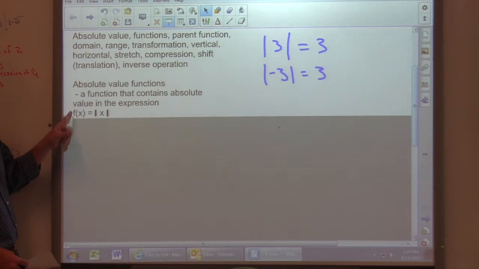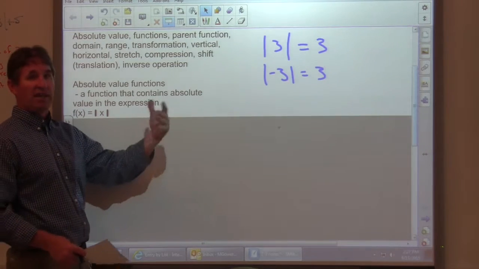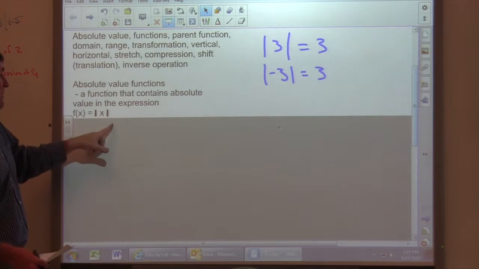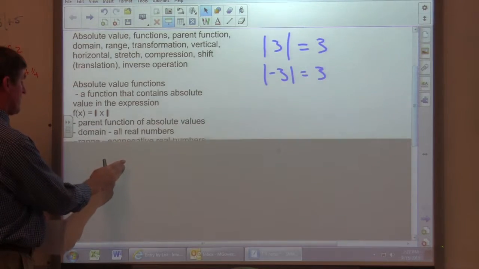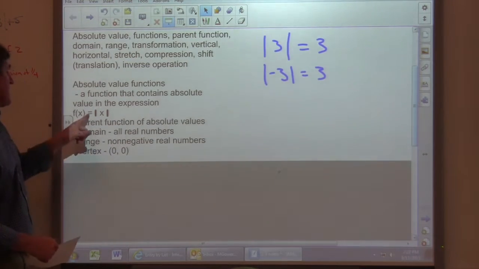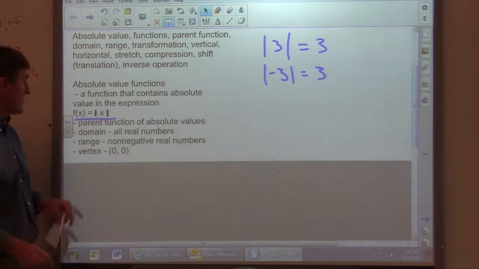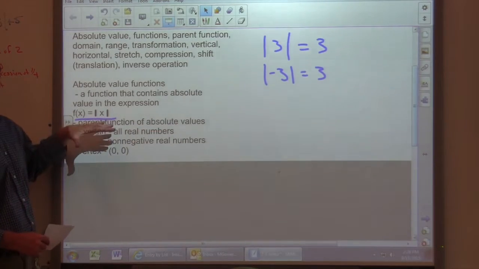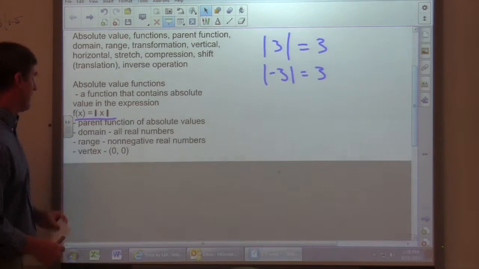So in this case, f of x, that's a way we can write functions. They'll use f of x, g of x, h of x usually in the book, but it can be any letter. But this says the function of x is the absolute value of x. So that's the rule that we're going to use in this case. When we have f of x equals the absolute value of x, it's called the parent function of absolute values, because it's as simple an absolute value function as I can make. There's nothing multiplied to it, added, subtracted, any of that.